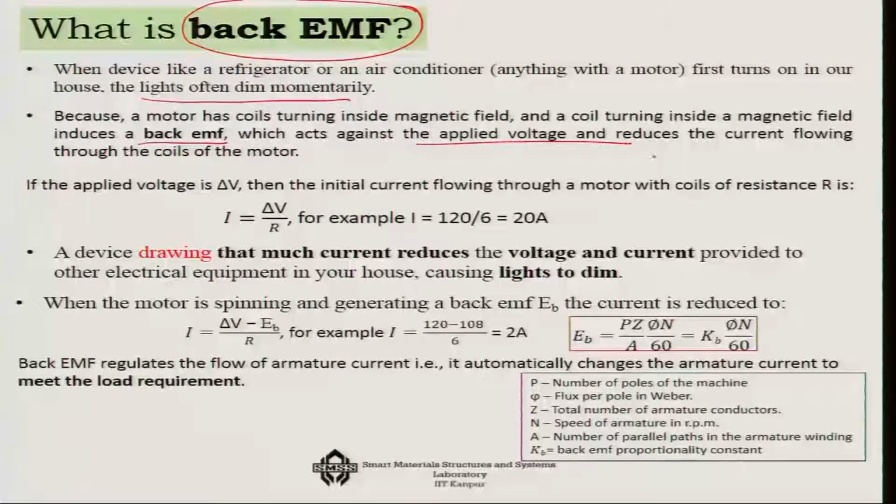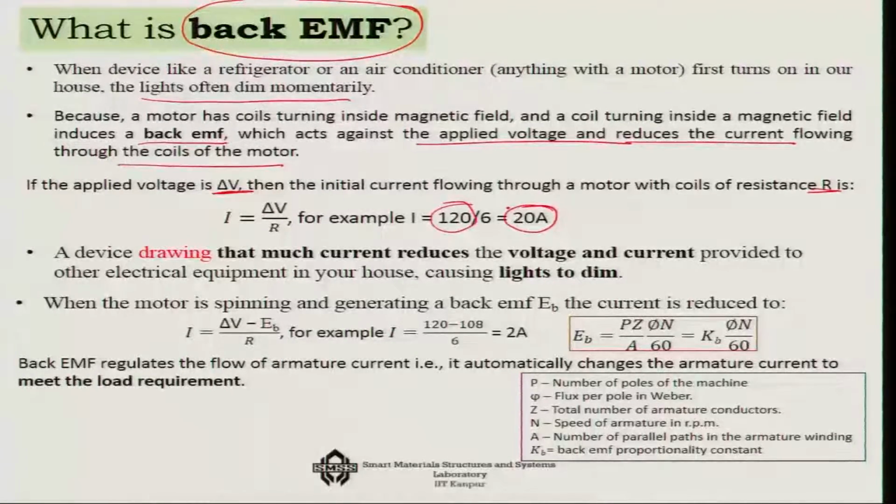So, thus it will reduce the current flowing through the coils of the motor. You can do a simple calculation: if the applied voltage is delta V, for example, and you know the coil resistance R, then you can find out the current that will come up in the system. For an applied voltage delta V of, suppose, 120 and a resistance of 6 ohm, you will get 20 ampere of current.